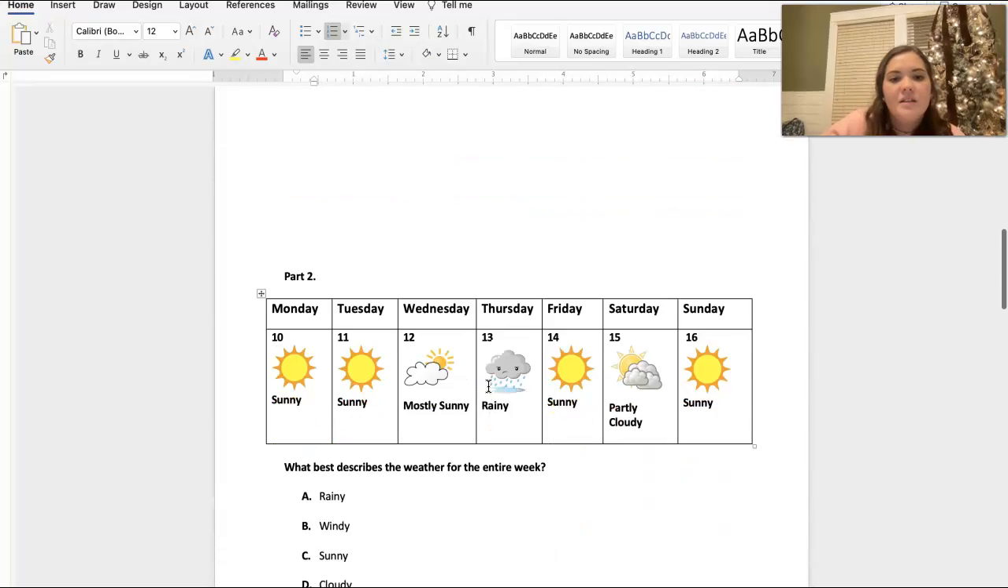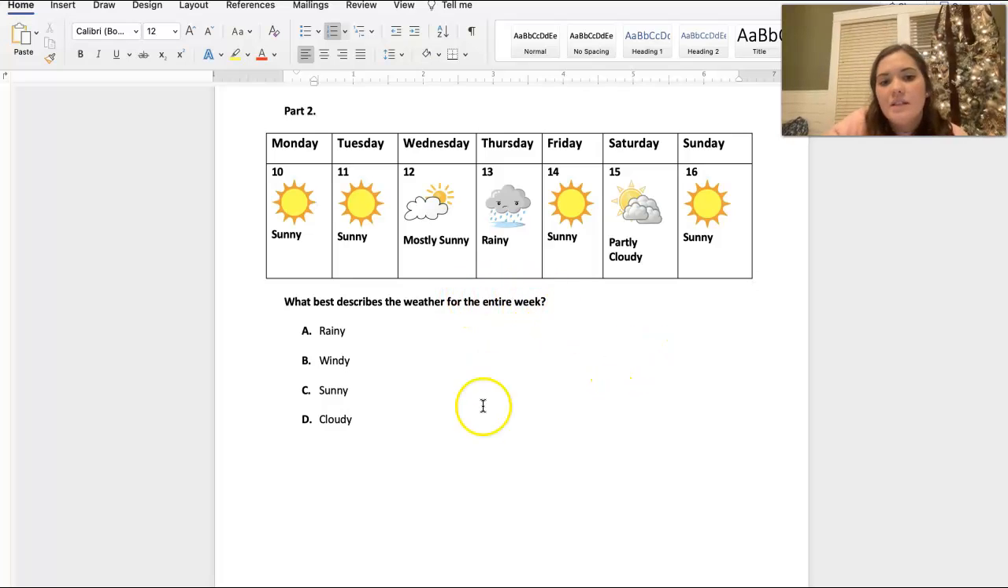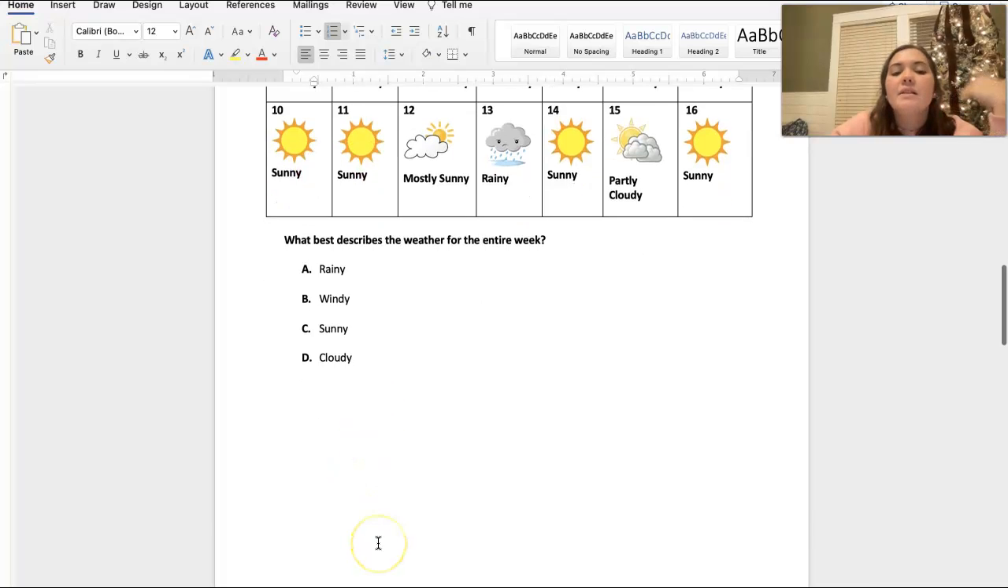On part 2 right here, what describes the weather for this entire week? So we see sunny on Monday, Tuesday, Friday, and Sunday. That's 4 out of the 7 days that it's sunny. Now, 2 of the days are mostly sunny, but have a little bit of clouds. And one of those days is raining. Now, is 3 better than 4? No. So, our climate or weather for this entire week is going to be a sunny weather.